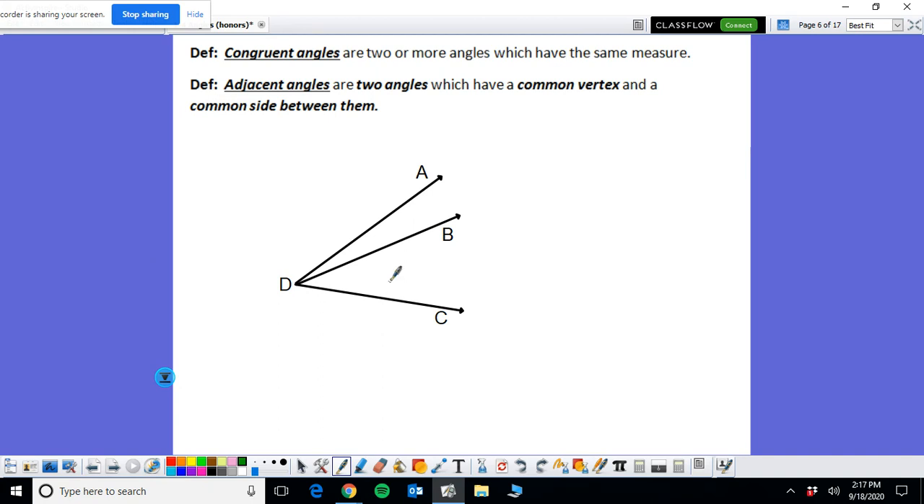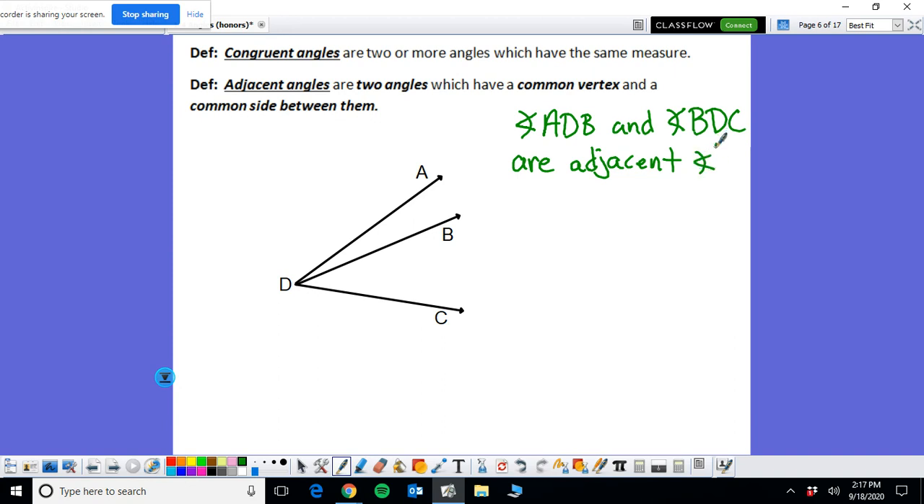So make sure you have this constructed, and we're going to make the statement: angle ADB and angle BDC are adjacent angles. I'm going to take a quick look at those real quick. So that's this angle and this angle. They are adjacent. I'm going back up.